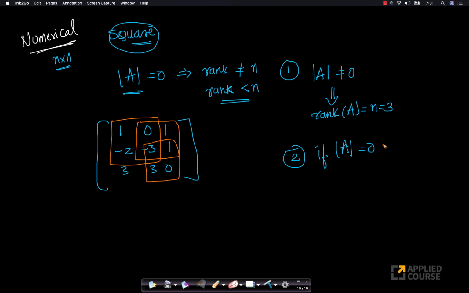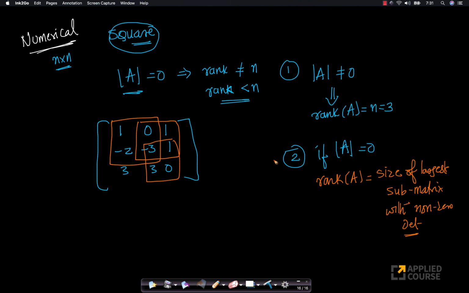So, if det of A equals 0, then you can write the rank of A as the size of the largest submatrix with non-zero determinant. This is another way to imagine rank. Again, this definition is purely numerical. So in this definition, what are we saying?